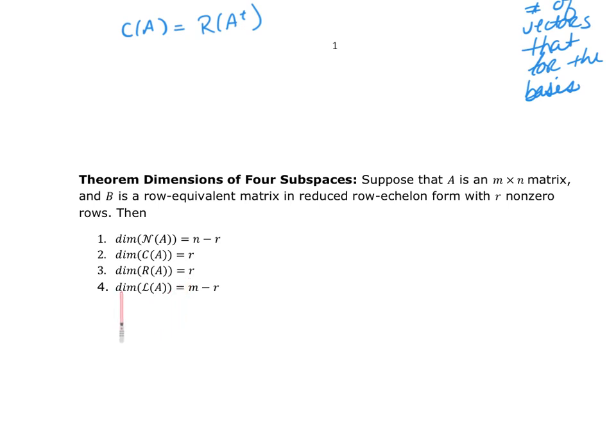And then the dimension of my left null space must be equal to the number of rows minus the number of pivots. So this is a really nice theorem if we're trying to quickly determine the size or the dimension of each one of these spaces.